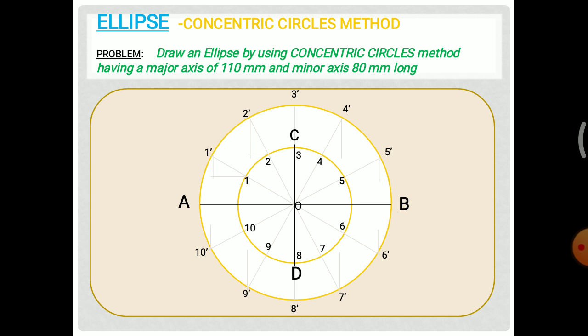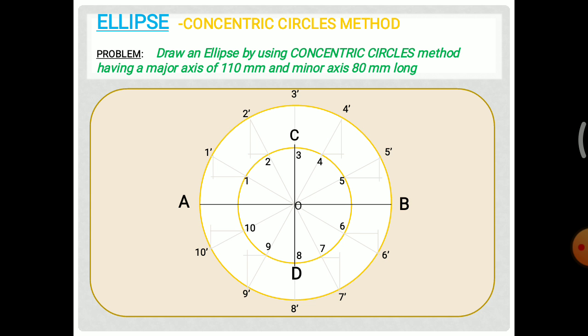So draw this from the minor axis divided points, that is 1, 2, 4, 5, 6, 7, 9 and the last one is 10. So these are the two steps in which the students have been confused in this method.